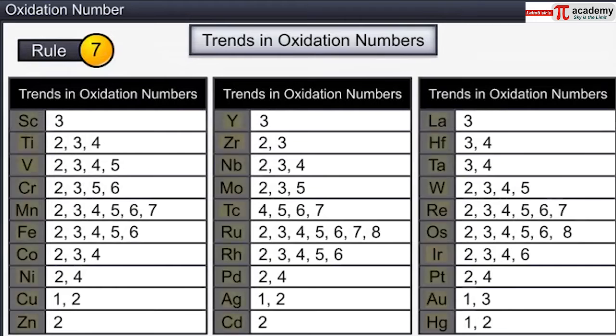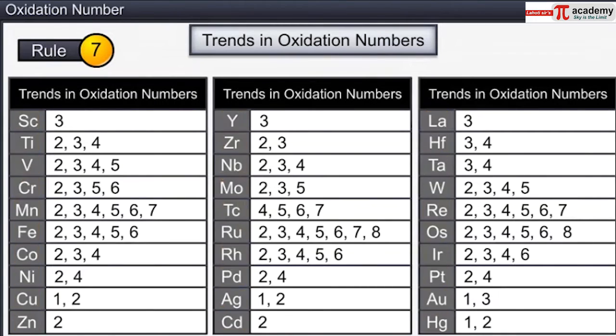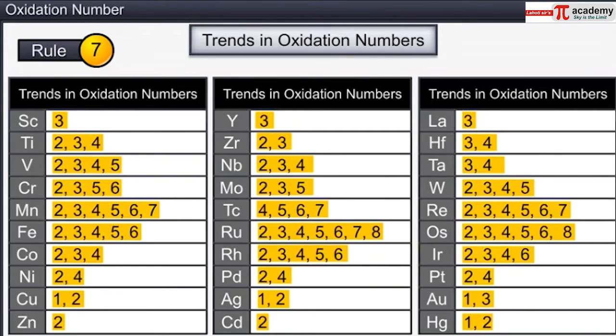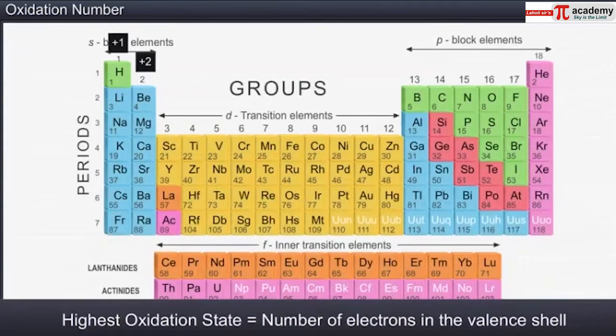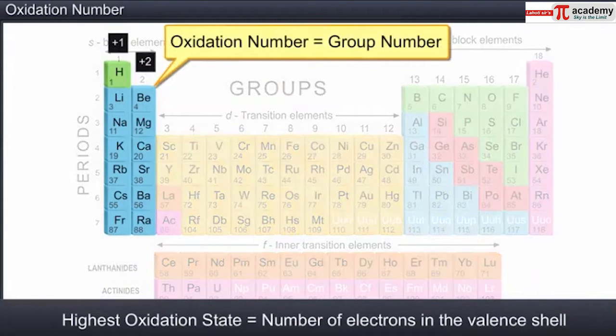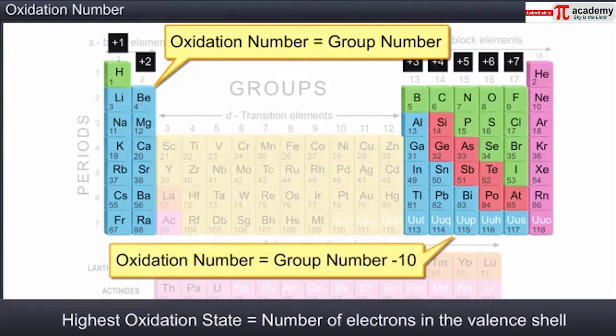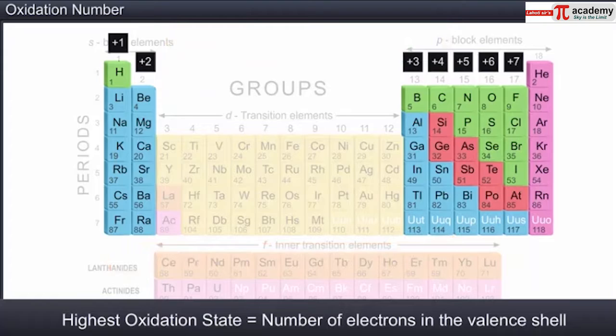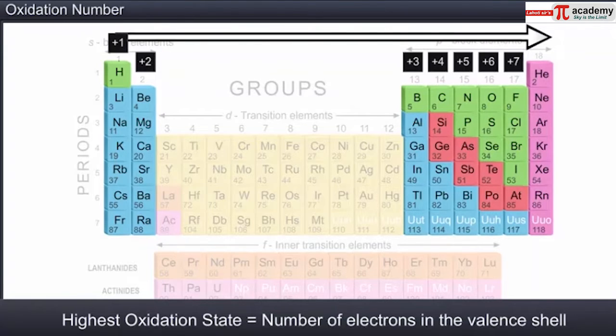The atoms of transition or d-block elements exhibit several oxidation numbers. The table shown here depicts the variable oxidation states exhibited by the transition elements. The highest oxidation number of a representative element is the group number for the first two groups and the group number -10 for the remaining groups. This shows that the highest value of oxidation number exhibited by an atom of an element increases across the period in the periodic table.